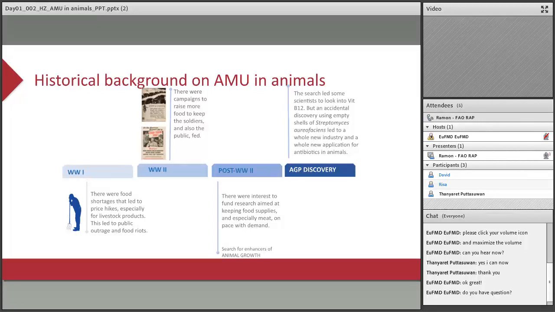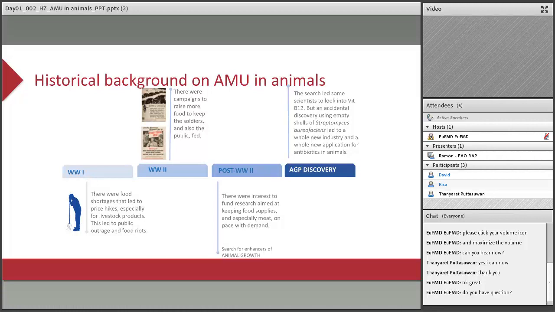So just to add a little bit more information, this is the timeline right here. During World War II, there was a lack of food, not enough food supply. So there was a food shortage that led to a price hike. Prices were very high, especially for livestock products, meat, pork. But with the shortage of food and higher prices, people were thinking about what to do.